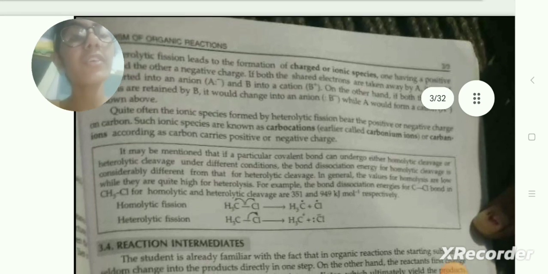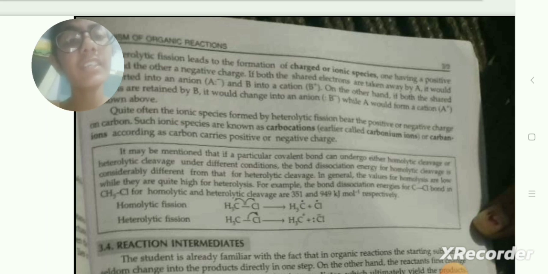Such ionic species are known as carbocations and carbanions, according as carbon carries a positive or negative charge. It may be mentioned that a covalent bond can undergo either homolytic cleavage or heterolytic cleavage. Under different conditions, the bond dissociation energy for homolytic cleavage is considerably different from that of heterolytic cleavage. In general, the values for homolysis are low, while those for heterolysis are quite high.